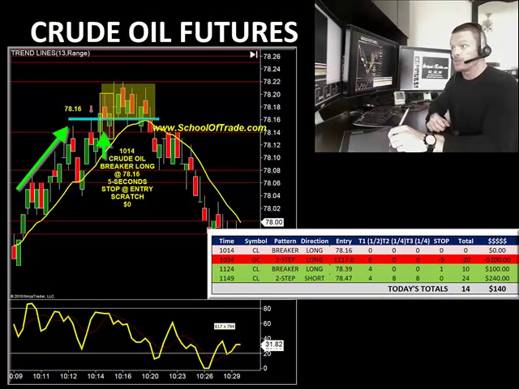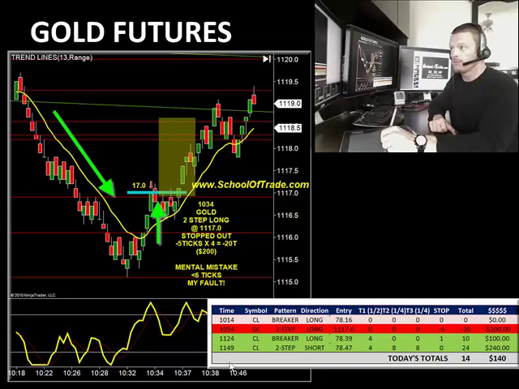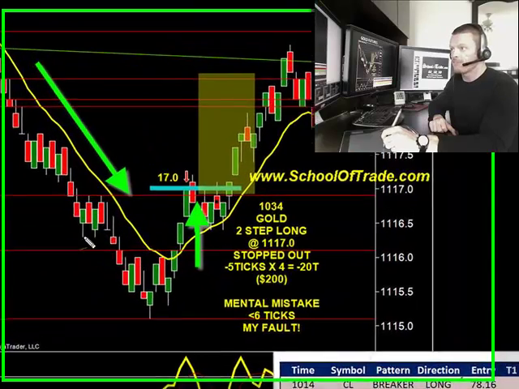A breaker short, or B, a two-step long. As you can see, we mark up these swing lows down here, right? Nothing below that, so we didn't see a pattern for the breaker short. We then come up, we mark up our swing high. Of course, got to get above this red line here, 11.17.